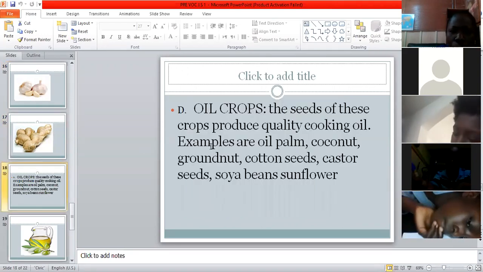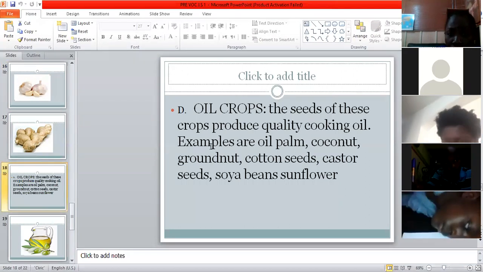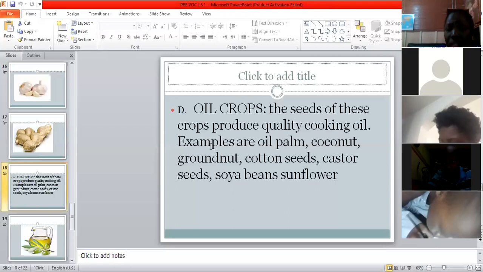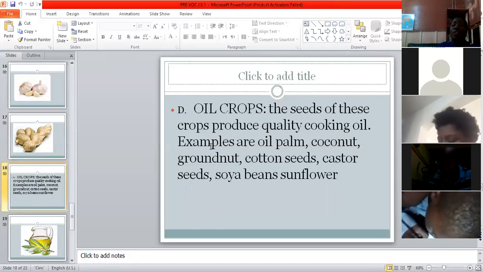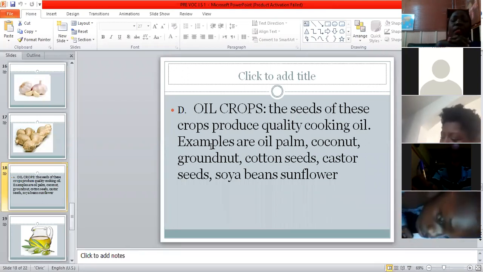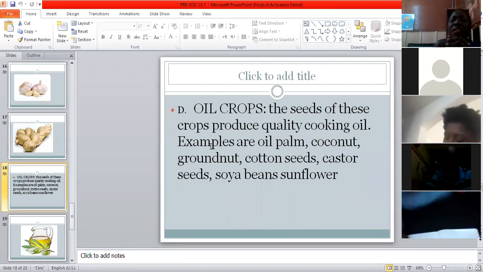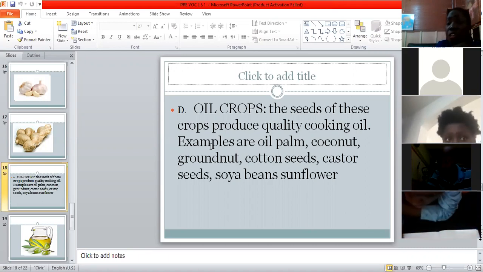The fourth group of crops based on the uses is oil crops. These are seeds of crops that give us quality cooking oil. Thank God for the enlightenment nowadays on different types of seeds that contain oil, where we can extract quality cooking oil from. Before, it was only palm oil that we all know of.